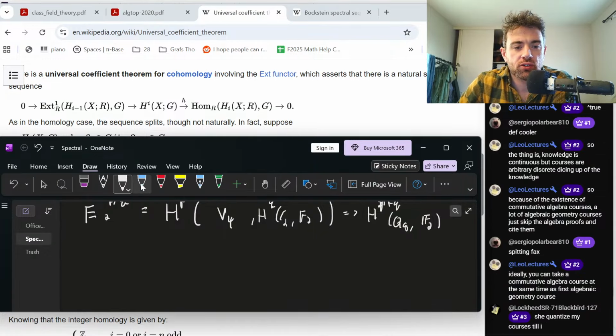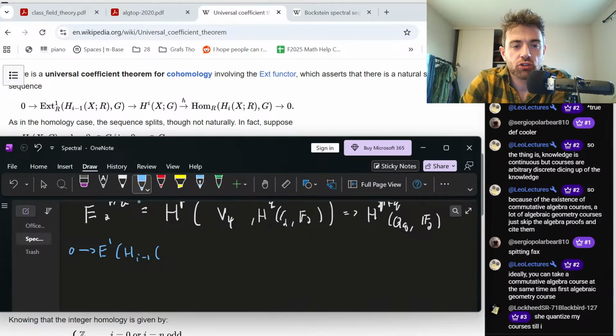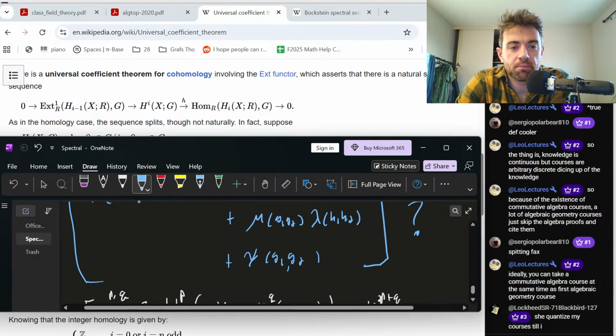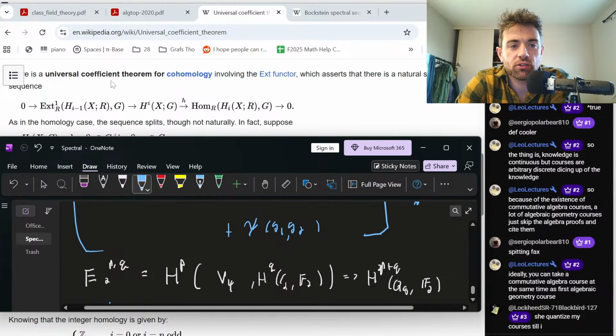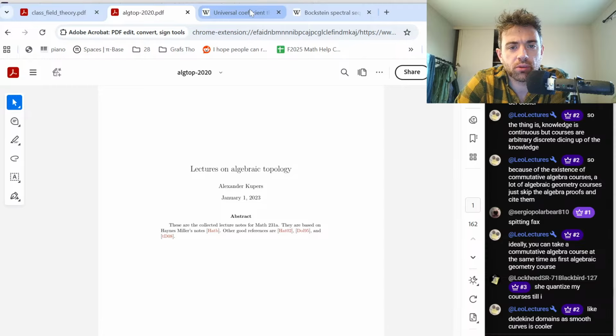Okay, I guess let's do this. So, boom, we've got Ext1 of H_{i-1}, and gosh, what's going to go where? So we're making a claim. Well, somehow we get, hang on a second. Somehow they're also getting this tensor product out. Oh, but that's probably fine. Maybe we're using a tensor-Hom adjunction somewhere.